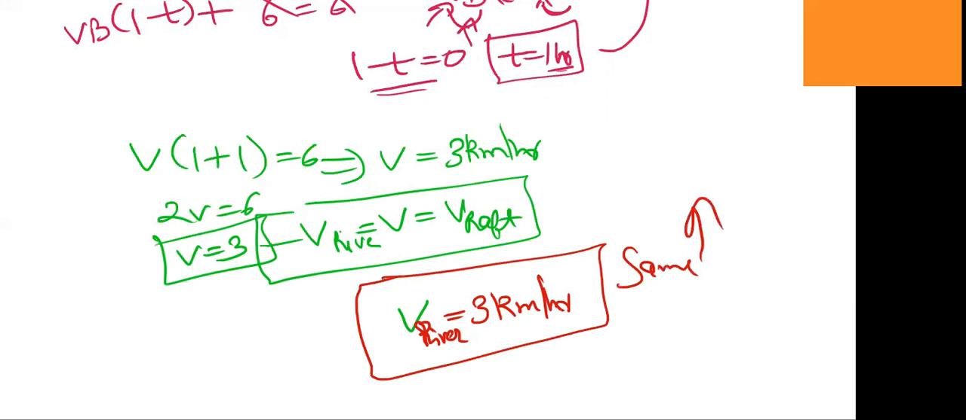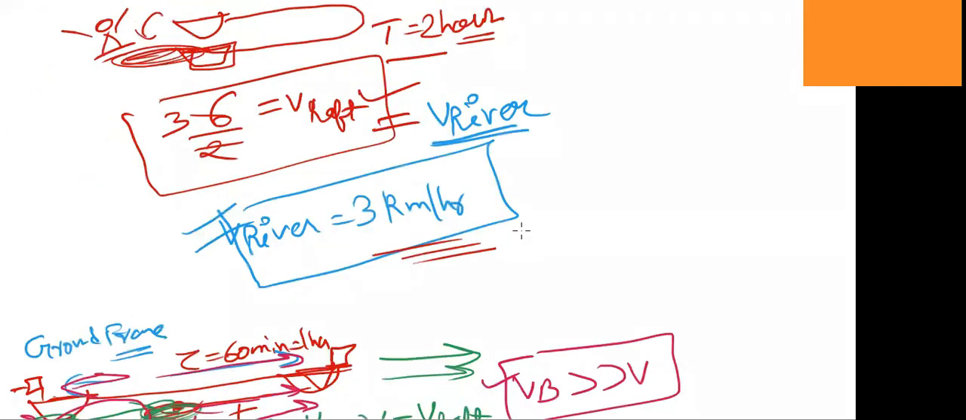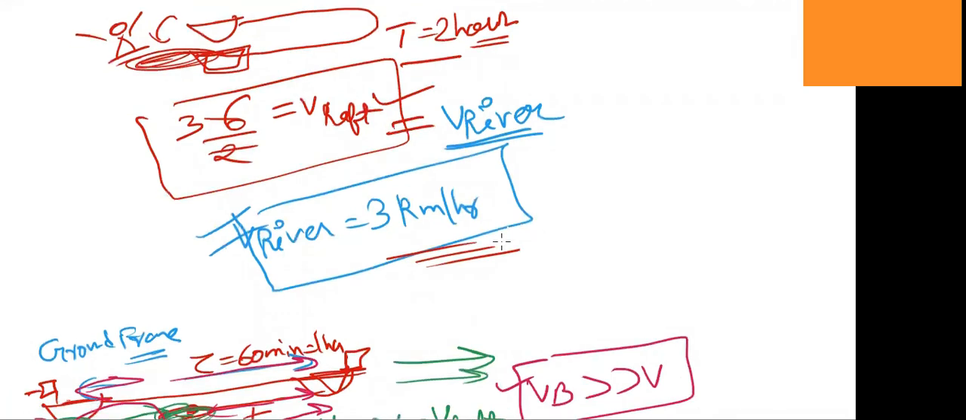We can check it out. With the relative concept, the answer was 3 km per hour, and from the ground frame also we get the same answer, 3 km per hour.